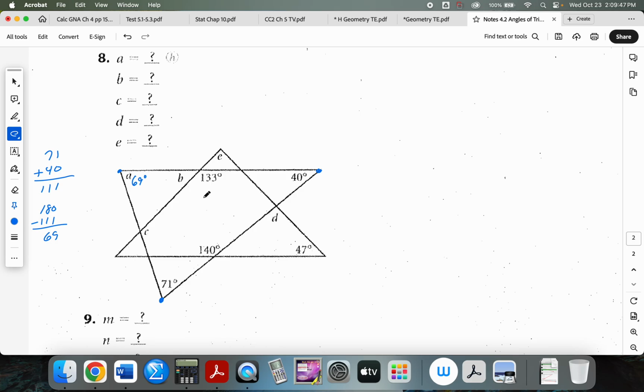Still waiting on hands somewhere. Oh, look, there's a hand back there. Yeah, they're a linear pair. And so someone else, if you'll raise your hand and tell me please, how are they related to each other? Yes, ma'am. They're supplementary, exactly right. So we'll take 180 minus 133, and that's 47 degrees.